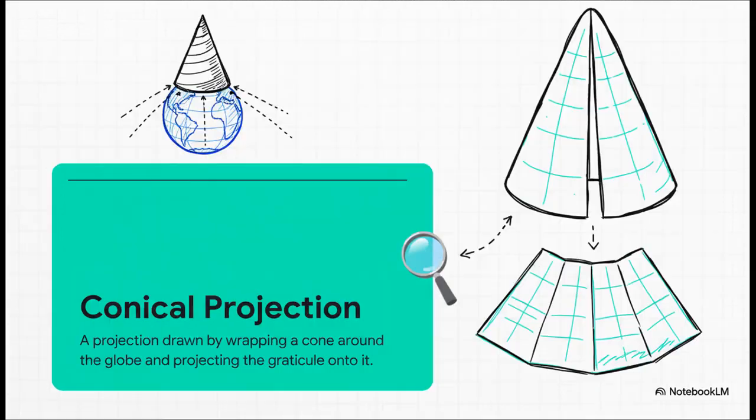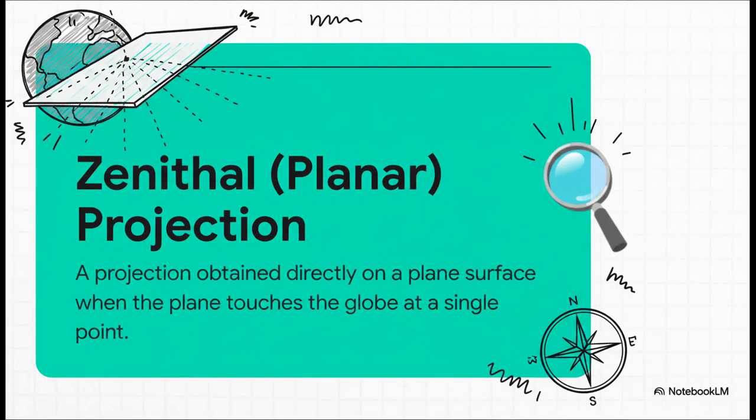Easy, right? Tool number 2 is a cone. Like a birthday party hat. Just picture putting that hat on top of the globe. Again, you project the lines onto the cone. Then you can just snip it open and lay it flat. And just like that, you've got yourself a conical projection. And the last tool? It's the easiest of them all. It's just a flat plane, a regular sheet of paper. Imagine you just place it right on top of the North Pole, so it's only touching that one single point. That gives you what's called a zenithal, or planar, projection.